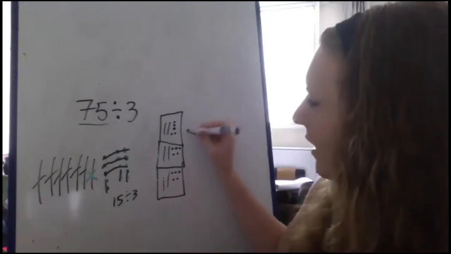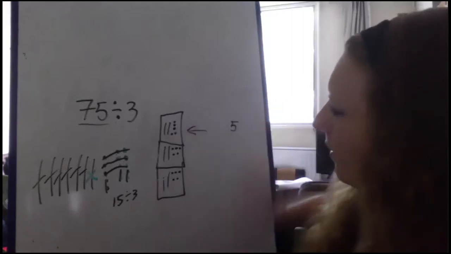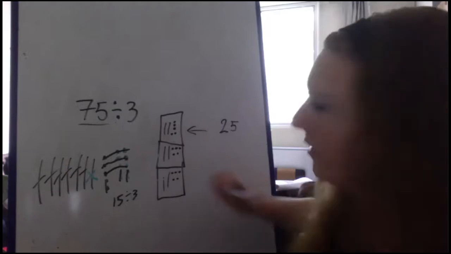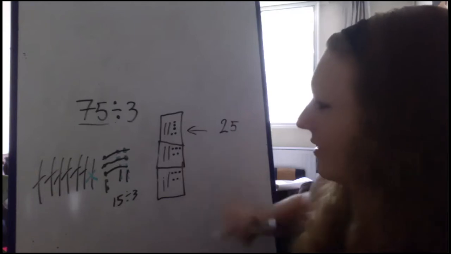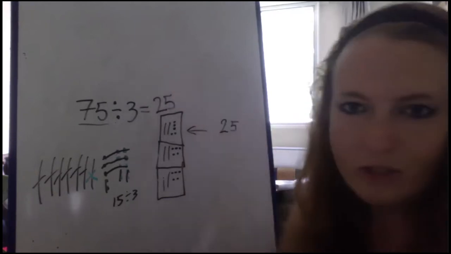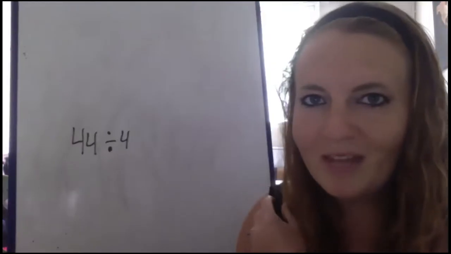Now, again, we're going to count one group. So let's start with our ones. I have 5 ones and 2 tens. It's very good to double check the others. Again, 5 ones, yep, 2 tens, 5 ones, perfect, and 2 tens. So we know that 75 divided by 3 is equal to 25. Perfect. All right, one last problem here.